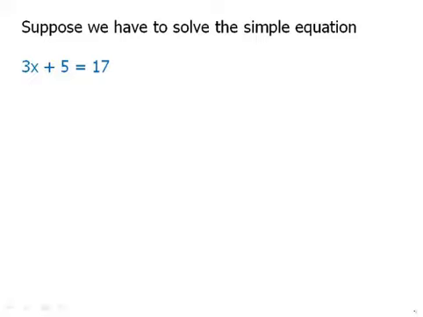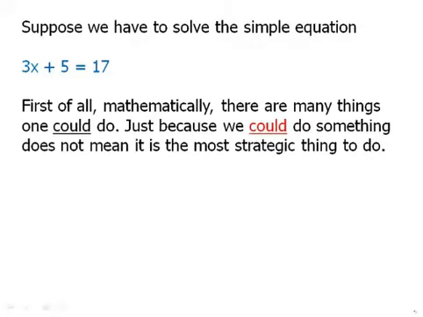Theoretically, it should not be a big challenge to solve an equation like this, but let's talk about this. First of all, mathematically, there are many things we could do. For example, it would be mathematically correct, say, to add 40 to both sides of the equation. Now, there'd be no reason to do that, but there'd be nothing in the laws of mathematics saying that was a wrong thing to do. It would not be mathematically wrong. It would simply be strategically wrong. Just because we could do something does not mean it is the most strategic thing to do. There are many more things that we could do than are strategic to do. It's very important to keep that in mind.